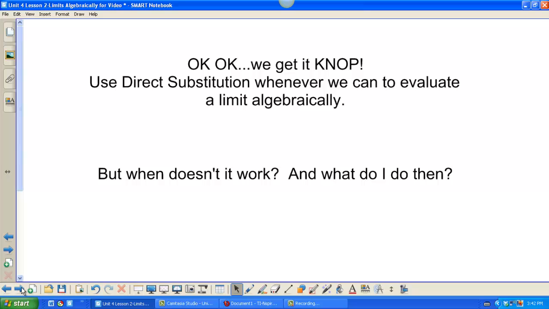Okay, we get it. We use direct substitution whenever we can to evaluate a limit algebraically. But what do we do when it doesn't work? And what are the strategies that I do then?